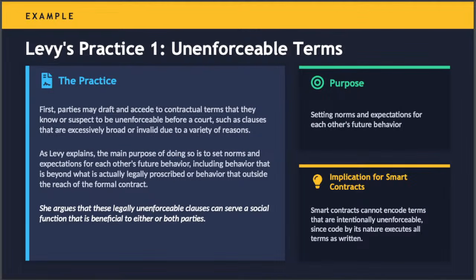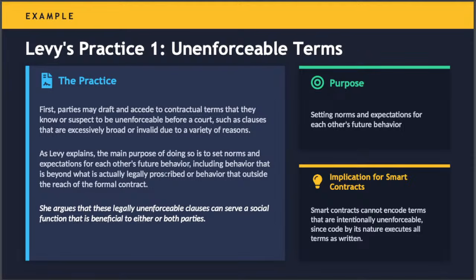So let's look at the slide here, the unenforceable terms. The practice. First, parties may draft and accede to contractual terms that they know or suspect to be unenforceable before a court, such as clauses that are excessively broad or invalid due to a variety of reasons. As Levy explains, the main purpose of doing so is to set norms and expectations for each other's future behavior, including behavior that is beyond what is actually legally proscribed or behavior that's outside the reach of the formal contract.